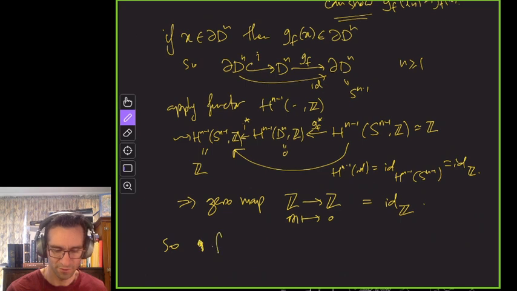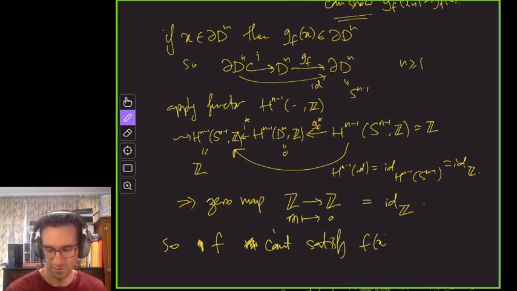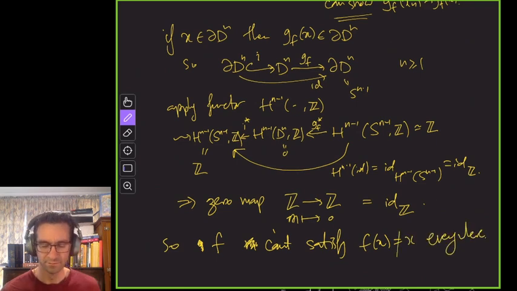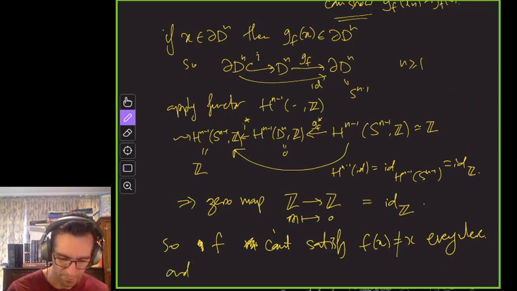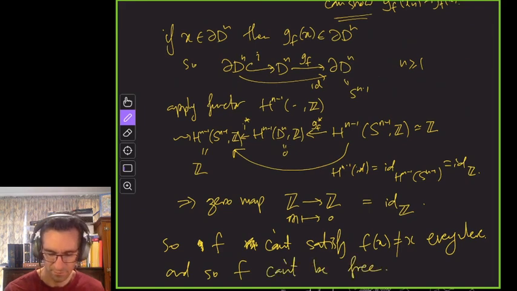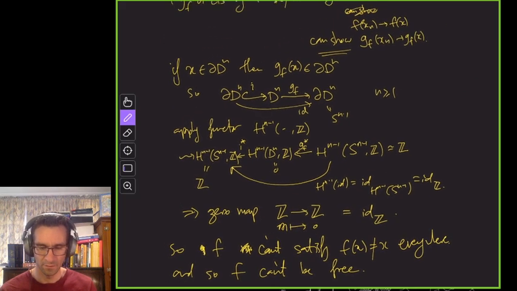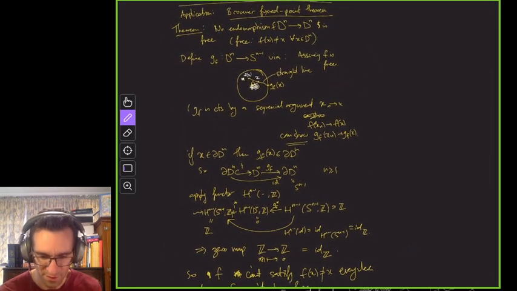So f can't satisfy f(x) not equal to x everywhere. And so f can't be free. Yeah, we've got some weird double negation happening there.